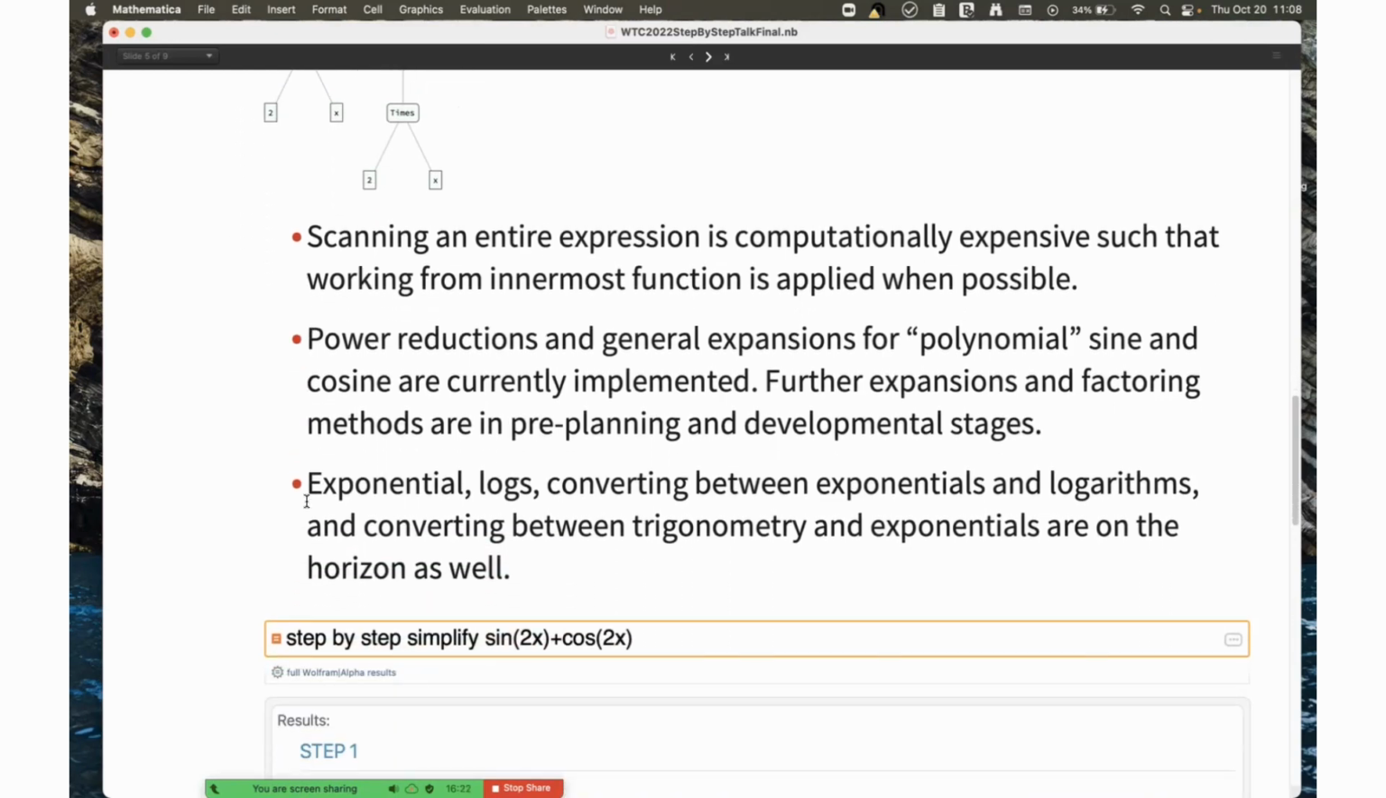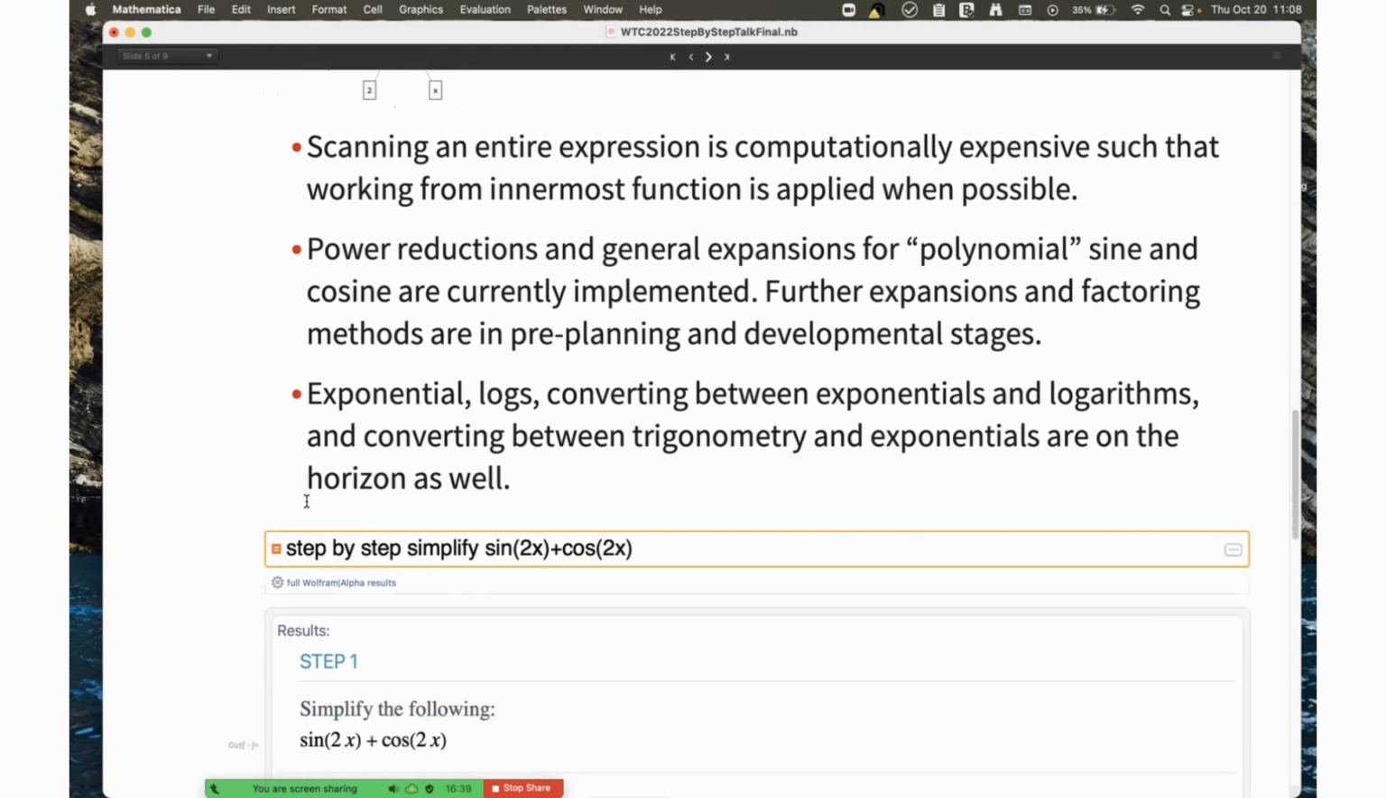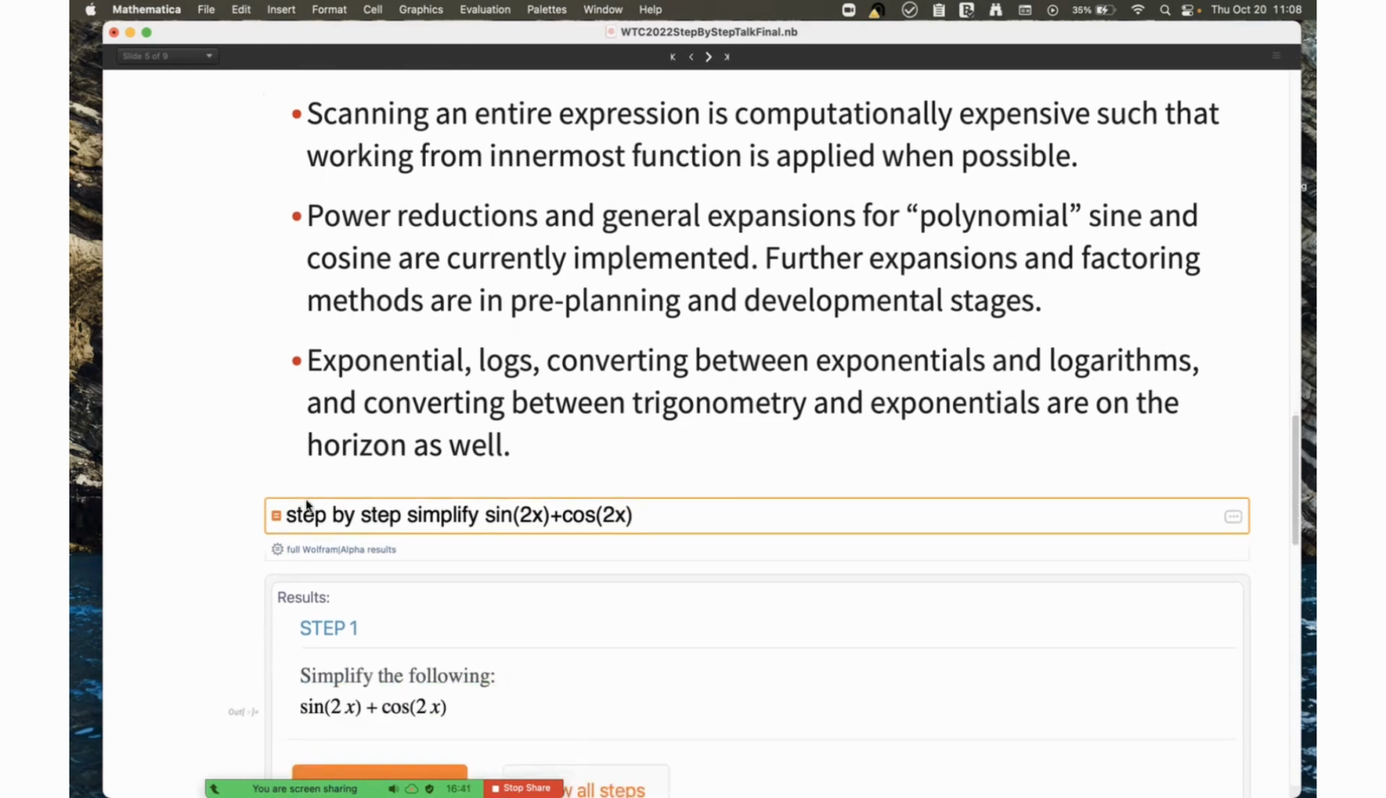Right now, I put polynomial in quotes because we're supporting polynomial functions. We haven't gotten to rational functions for these simplifications yet, but that is in the planning and pre-planning stages. After this, we plan to expand to exponentials and logarithms, and then converting between exponentials and logarithms, and converting between trigonometric expressions and exponentials.